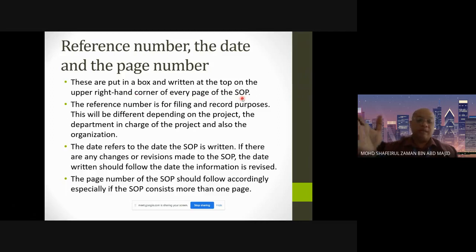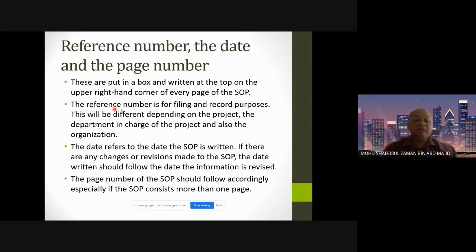So we are going to have the sample after this. You can have a look at it. Normally it is put in a box and written on the right hand corner of every page of the SOP. So let's say there are 10 pages for the SOP, for example. Each page will have this.